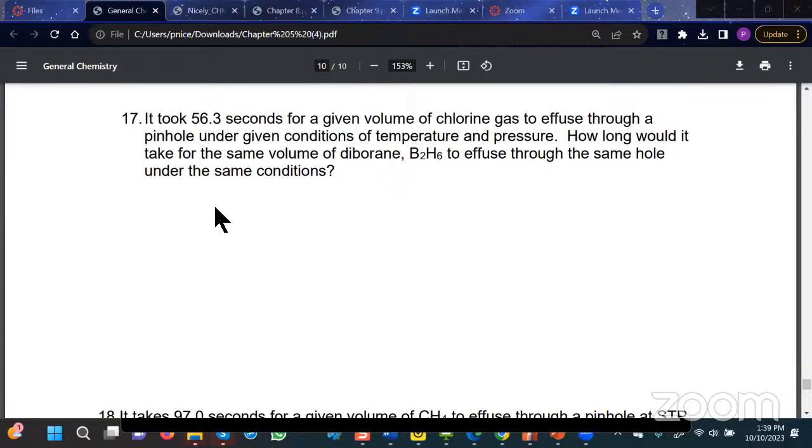They gave you the time of diffusion for chlorine gas. And remember, chlorine, by the way, exists as Cl2, very important, right? And they gave you the formula for the other gas, and they're asking for the time for that other gas, how long it would take, right? So how would you go about solving this problem? What's the first thing you would write down?